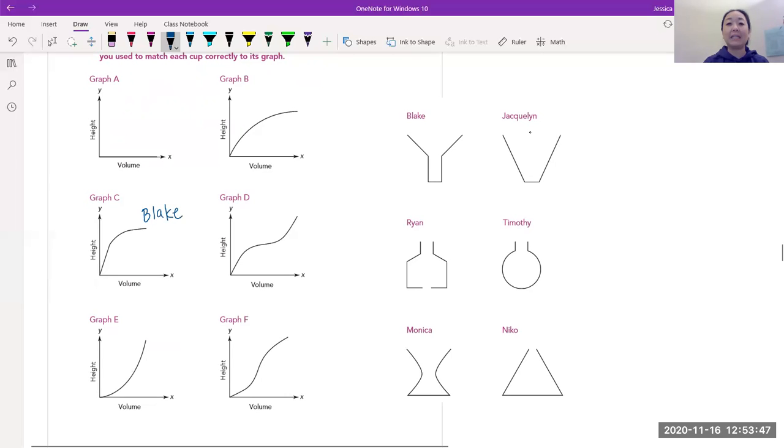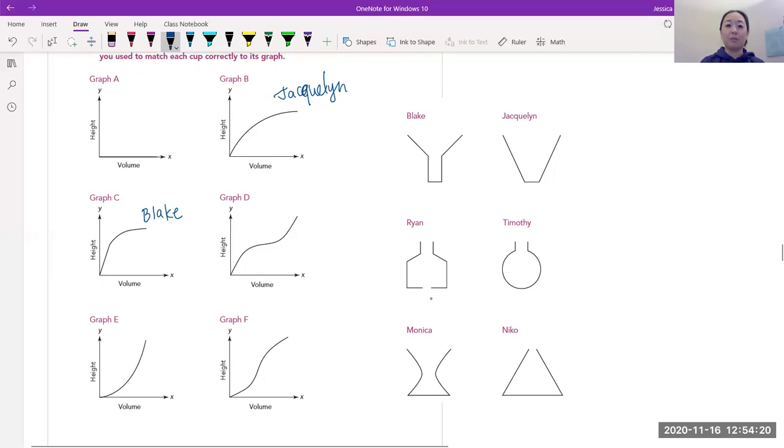And Jacqueline, right? So it looks like it's fast then slow, but it's not abrupt like it was for Blake, because that one was the same and then all of a sudden, boom, it got really wide, right? Fast. This is kind of constant. So I'm thinking it's going to look like the top part of Blake's, right? So if I look at that, oh, look, the graph B looks very similar to that. So we're going to call this one Jacqueline, if I can write Jacqueline.